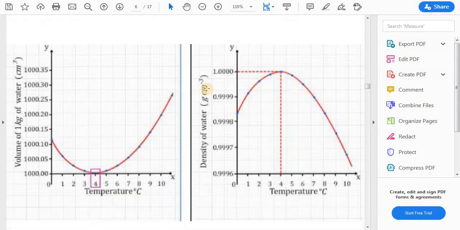Then see this one. What is this showing? The volume of water at 4 degrees Celsius is the lowest.